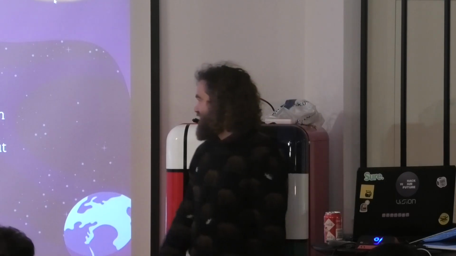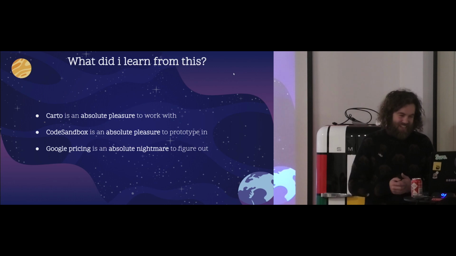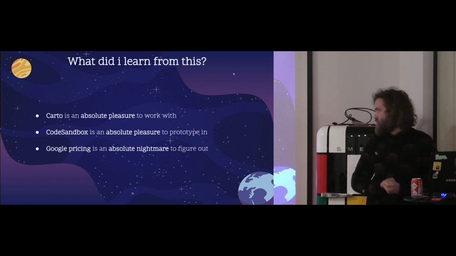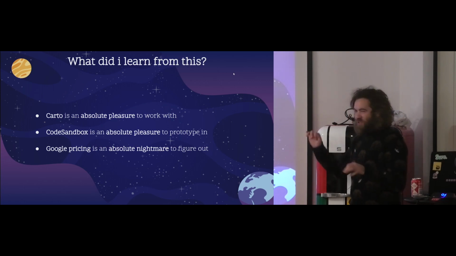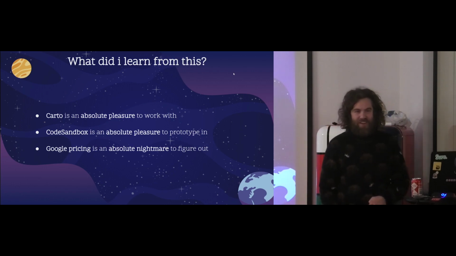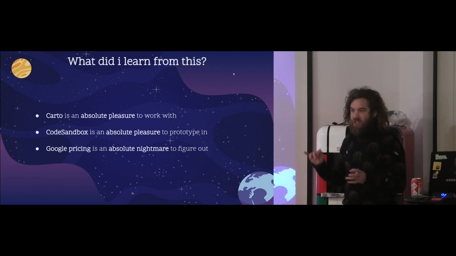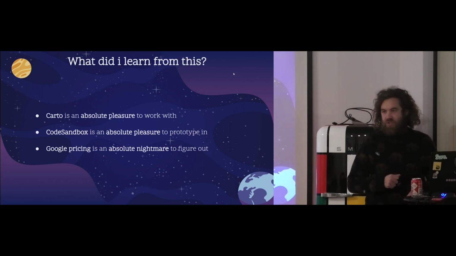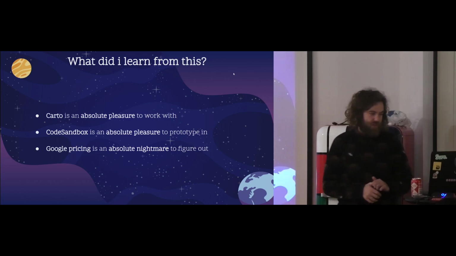So what did I learn from this? Carto is an absolute pleasure to work with. If you haven't used it, I can strongly recommend it. It's so nice. CodeSandbox is an absolute pleasure to prototype in. You just spin up a node server, and if you want React with it, they have really nice templates. Everything is set up, so in 2 seconds you can start your project of generating these random positions or whatever you want to do.